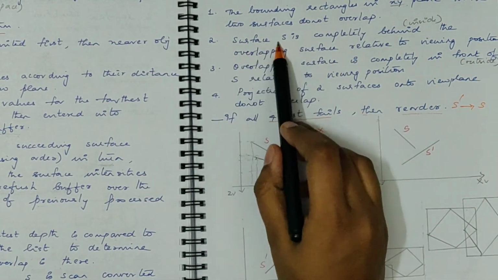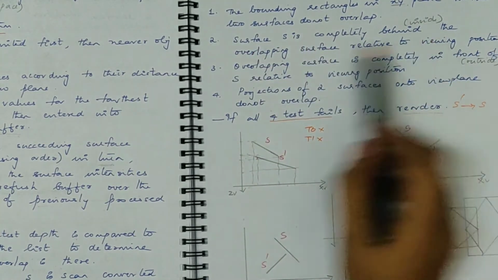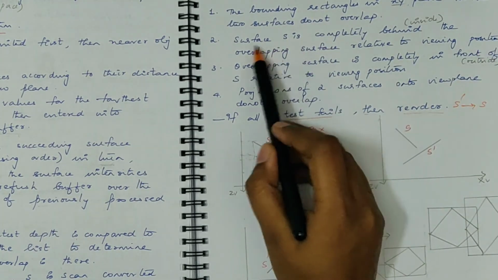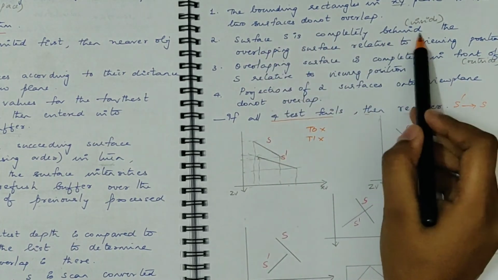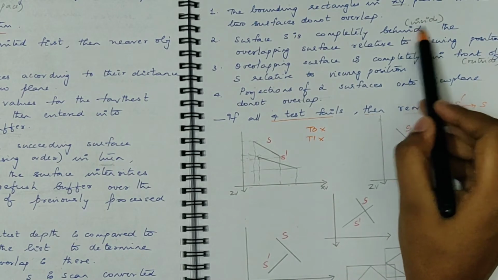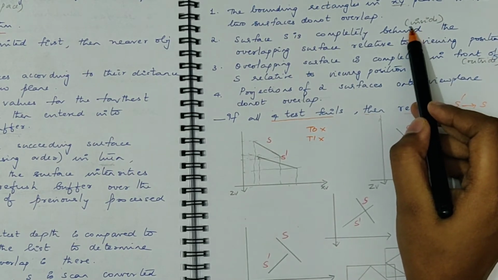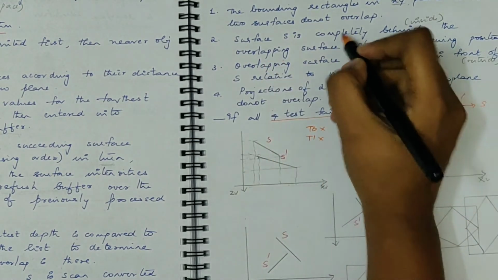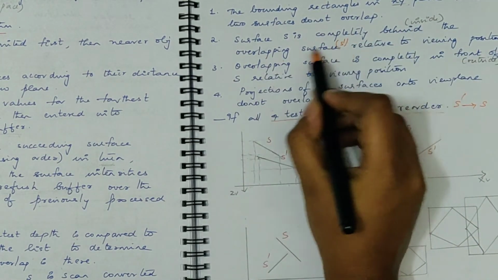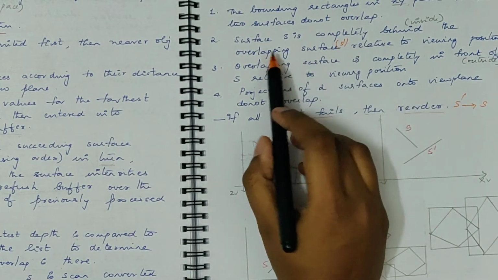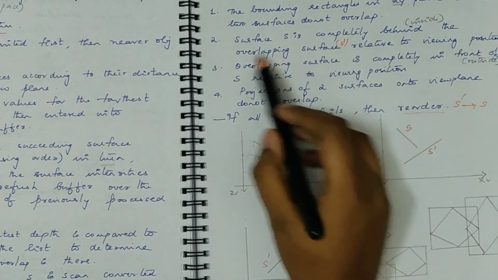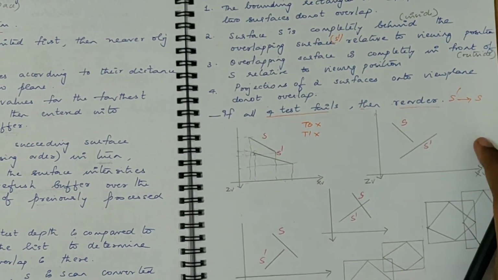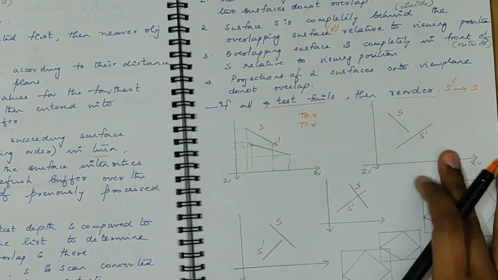The second test says surface S is completely behind the overlapping surface relative to viewing position. So you have to check if the surface S is completely behind. You can also find out whether surface S is inside the overlapping surface. The overlapping surface is S dash here. If the surface S is completely behind, then the test 2 is also passed. There is no failure. Let us take this diagram in order to understand.